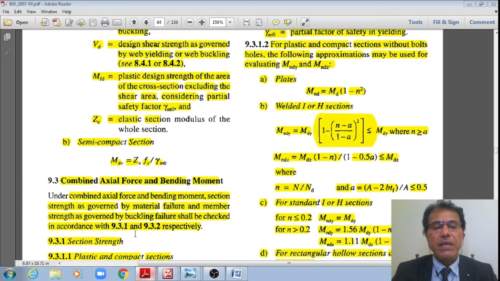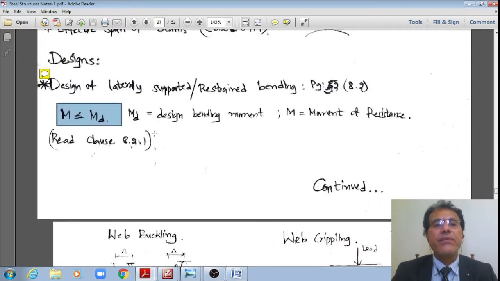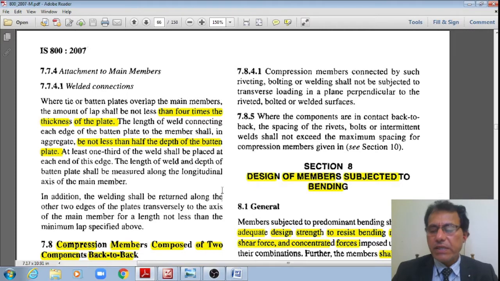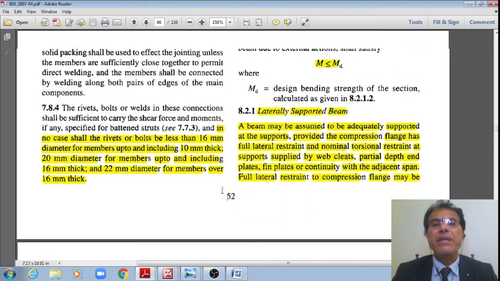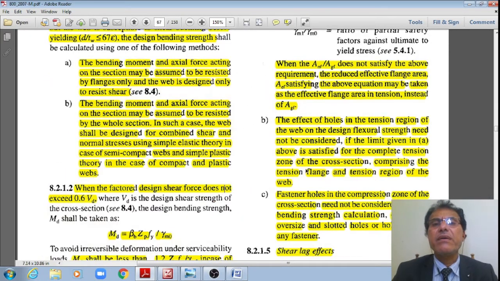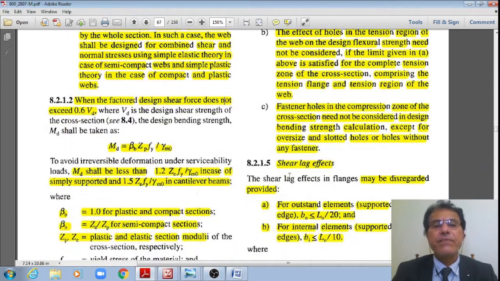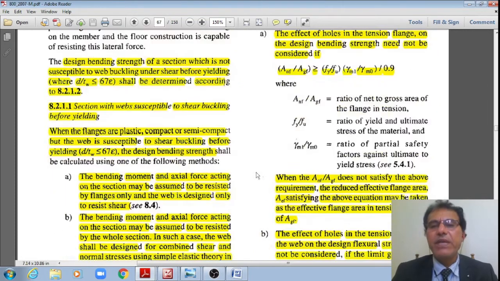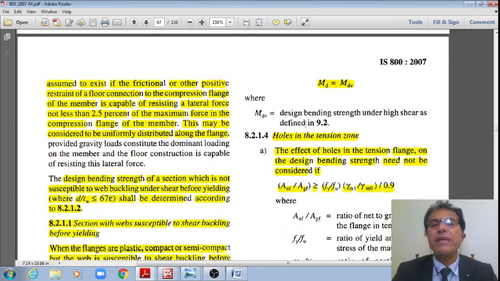Once I examine that, now let me go to further discussions on the design of laterally supported beams. Let me revisit page number 52. Page number 52, right? Yes. Just now we have seen this, right? Wherein the code says that Md shall be taken as Mdv. Just now we have seen how the Mdv shall be taken as per this clause 9.2, right?